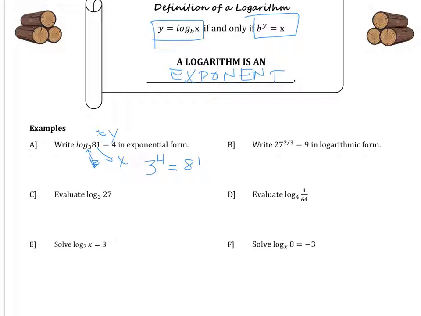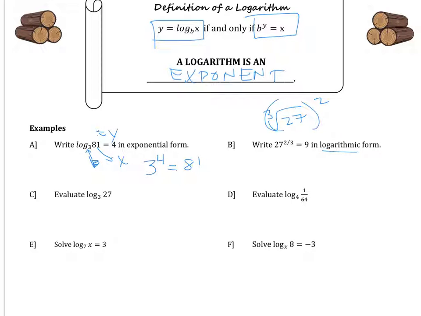Now we're going to go backwards and write 27 to the 2/3 power equals 9 in logarithmic form. Again, you should know that 27 to the 2/3 power is 9. For those of you that don't remember, the 2/3 power is like taking the cube root of 27 and then raising that to the second power. The cube root of 27 is 3, square that is 9. So we want to rewrite this as a logarithm.